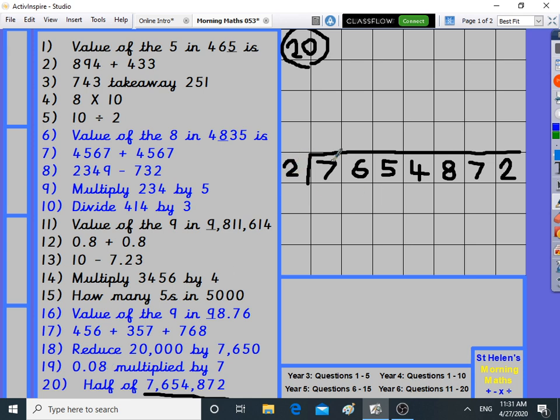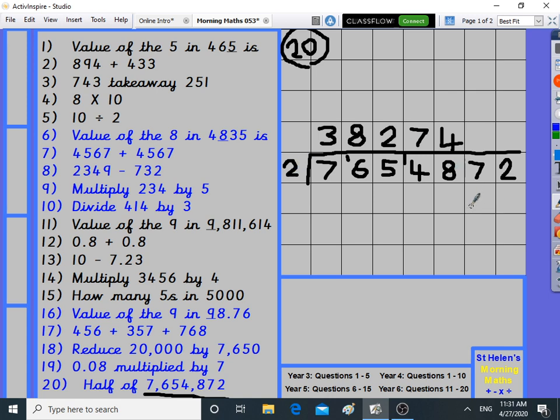How many 2's in 7? 2, 4, 6 is 3. Remainder 1. How many 2's in 16 is 8. How many 2's in 5? It's 2, 4 is just 2. Carried a 1. How many 2's in 14 is 7. How many 2's in 8? 2, 4, 6, 8, 4. I'm counting all this on my fingers.